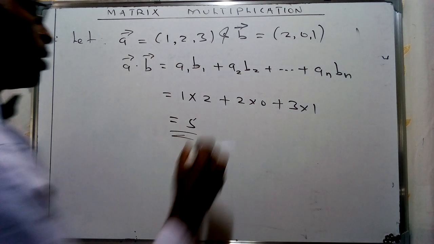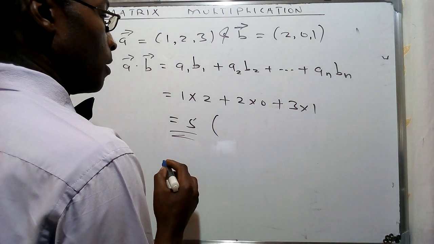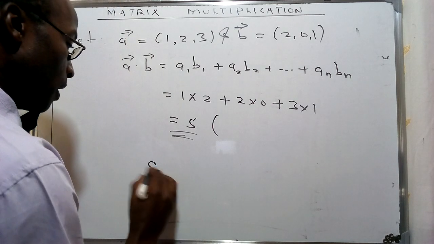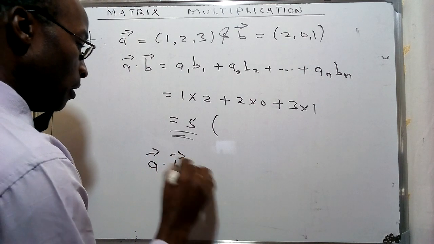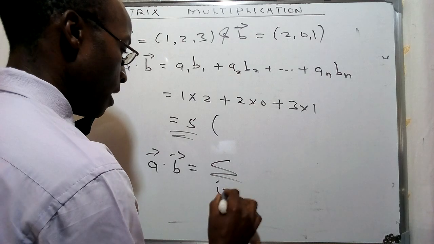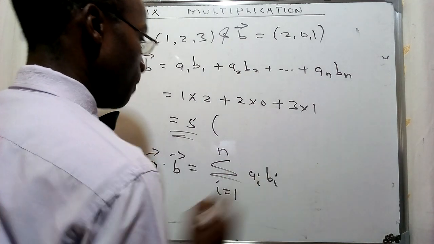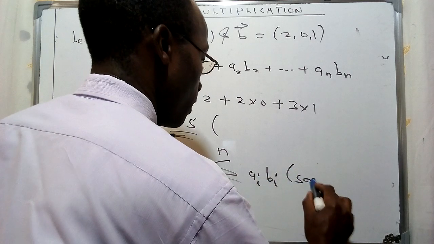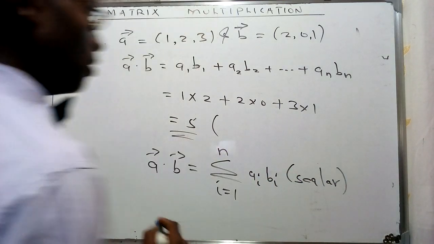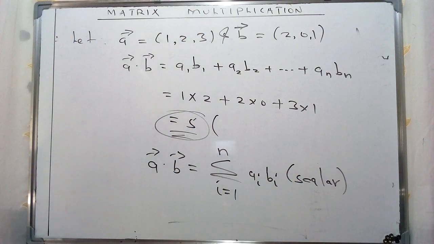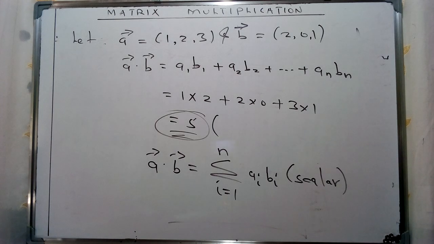So in our previous discussion for the general case, whereby we gave a sum of AB in terms of i equals 1 to a value of n, AiBi, we are going to see that this forms what we refer to as a scalar quantity, and therefore we see that being the same implication for the value of 5.